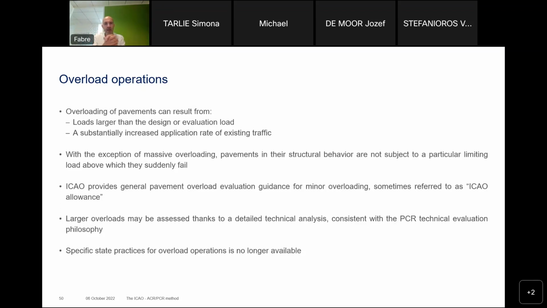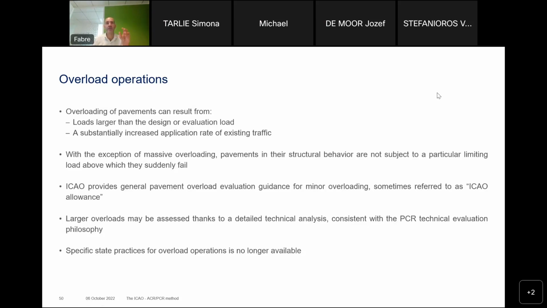Except for a massive overloading, pavements in their structural behavior are not subject to a particular limiting load above which they suddenly fail. So the sentence is correct for flexible pavement, but not really for rigid pavement. A rigid pavement can fail when you reach a weight limit of a given aircraft.